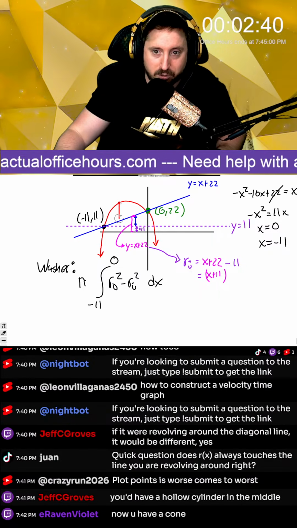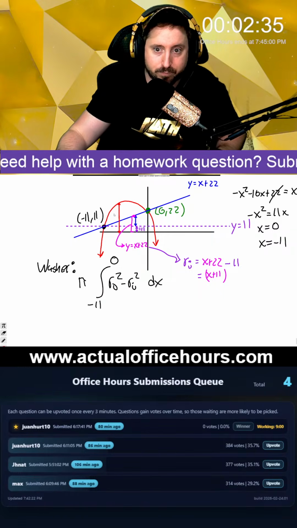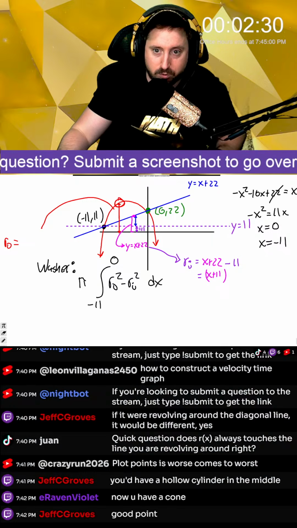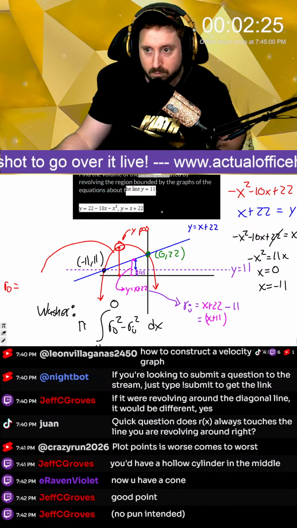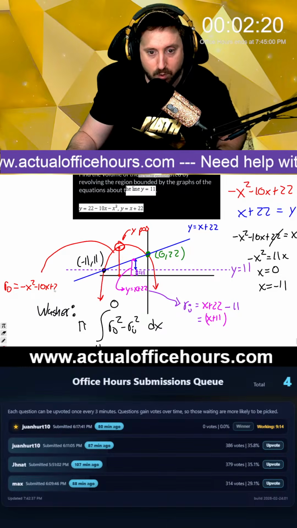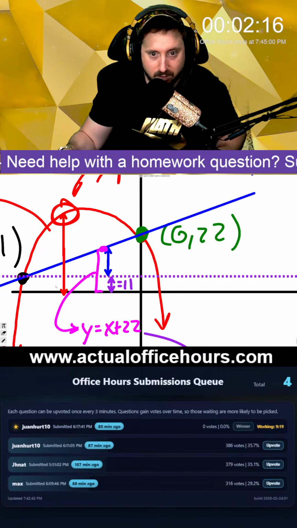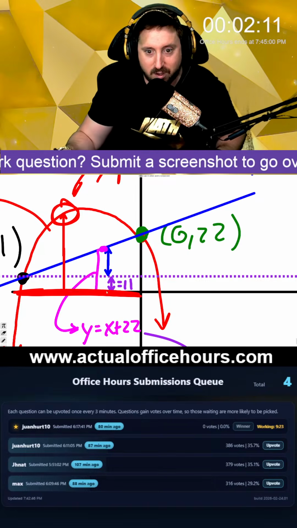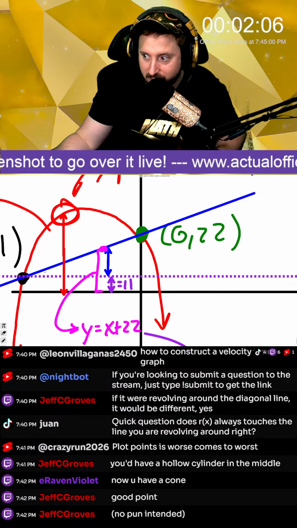It's the same thing with figuring out our outer. Here our outer is again equal to the y position of this function, which is negative x squared minus 10x plus 22, but then we have to subtract 11, because the y gives you the distance from the function to this axis, but I'm rotating around this axis, so I need whatever that distance is minus 11.